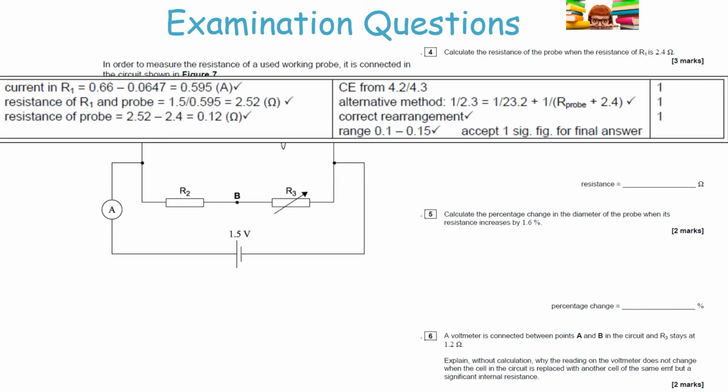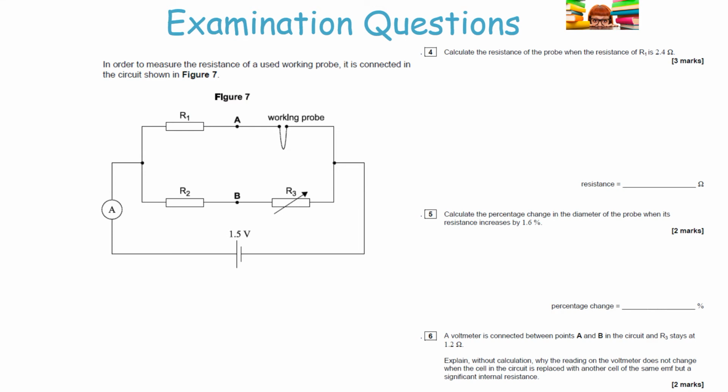So if it's 0.66 amps before and the bottom one takes 0.0647, well, the top branch is therefore taking 0.595 amps. So therefore, what we can do is work out the total resistance of that top branch by doing the equation R equals V over I. So what's the total V servicing that top branch?